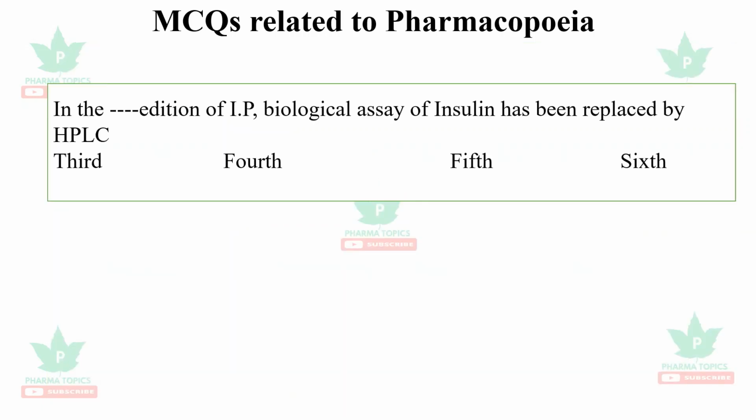In the dash edition of IP, biological assay of insulin has been replaced by HPLC. The options are 3rd, 4th, 5th, and 6th. It is the 4th edition. The biological assay of insulin has been replaced by HPLC.